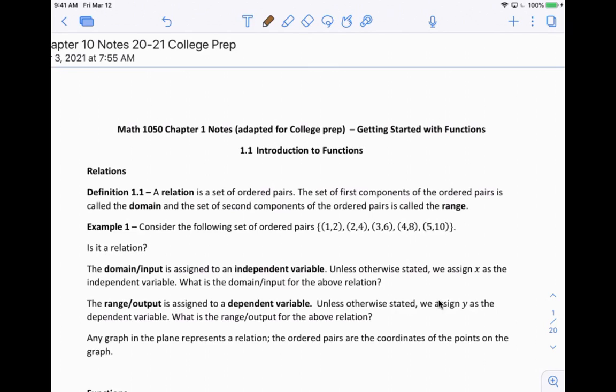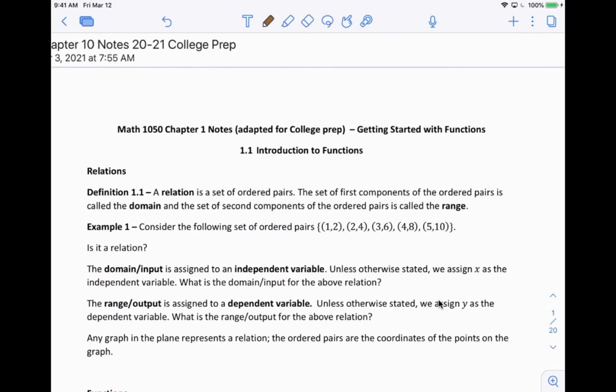All right, welcome to the first section for the Chapter 1 notes. This is actually the first section for Chapter 1 from Slick. They let me borrow it and adapt it for college prep, and so we'll actually get to see what a college lecture note packet looks like.